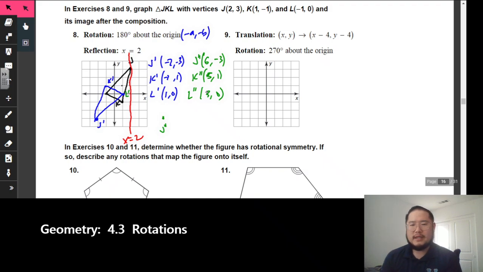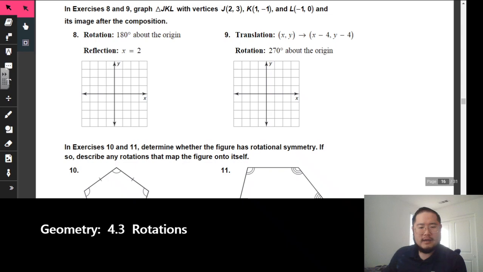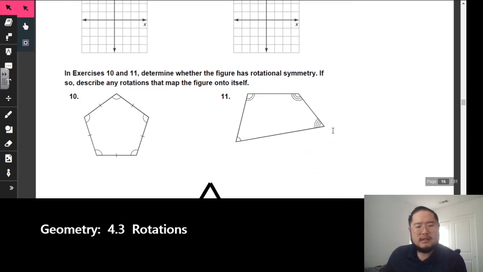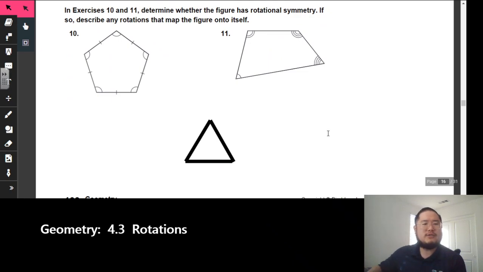Alright, so translation for number 9. Step 1, take points, plug it into that rule. After that, use the rule for a rotation of 270. The last thing we have here is this. Taking a look at number 10. It says determine whether the figure itself has a rotational symmetry. If so, how many? Describe any rotations that map the figure onto itself.